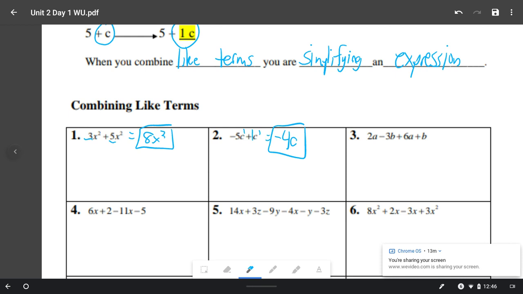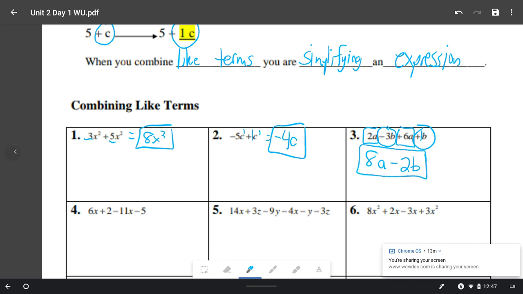Number 3 has a couple different letters here. So I'm looking for the ones with the same letters and the same exponents. So it looks like this A and this A have A's to the first power, so that means I can combine those. And that's 8A. And then this B and this B have the same exact variables and exponents, so that means I can combine those. And I remember there's always a 1 in front of that B. So that means I'm going to do negative 3 plus 1. That'd be negative 2b.